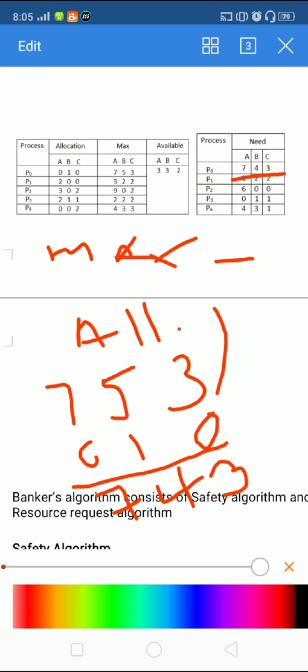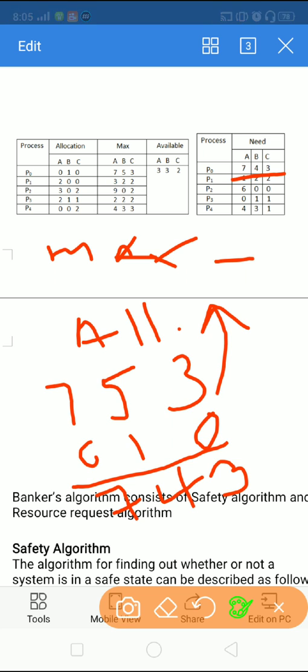Now similarly, we are going to find the need matrix for the remaining processes. For example, the need of the process P1 will be 322 minus 200, that will be 122. So similarly we have to calculate for the remaining processes.